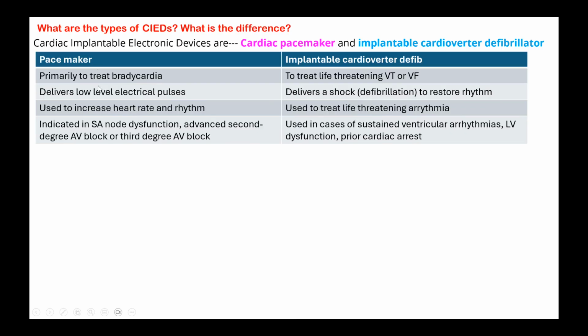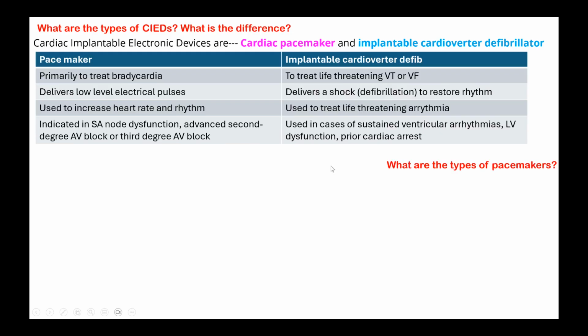The indications for a pacemaker are SA node dysfunction, where the SA node is the primary source for stimulating the heart, or advanced second degree AV block or third degree AV block. So these are the three main indications for implanting a pacemaker into the patient. On the contrary, ICDs are indicated in sustained ventricular arrhythmias, ventricular dysfunction, or earlier cardiac arrest which is likely to recur. That is the most important reason for implanting the ICD.